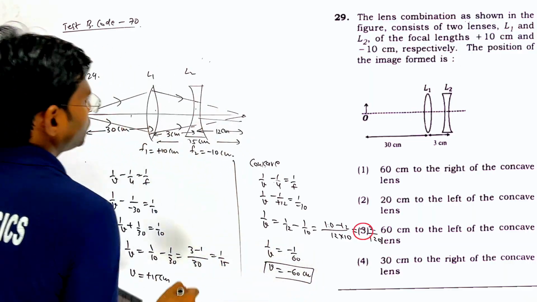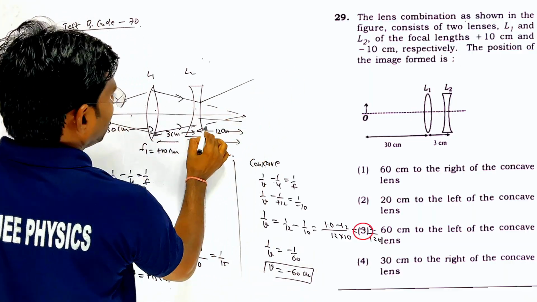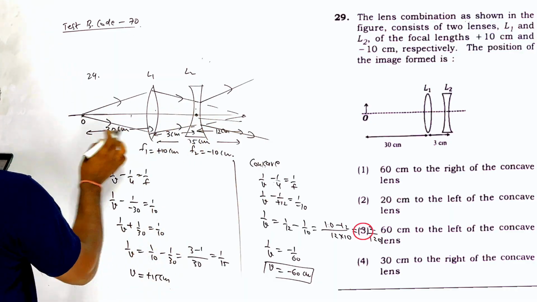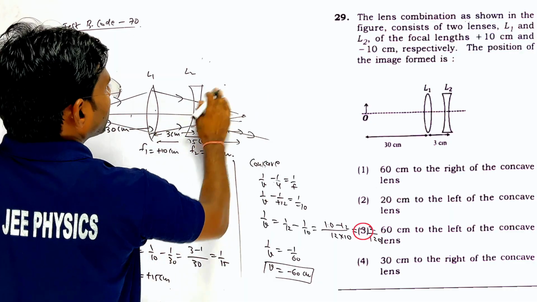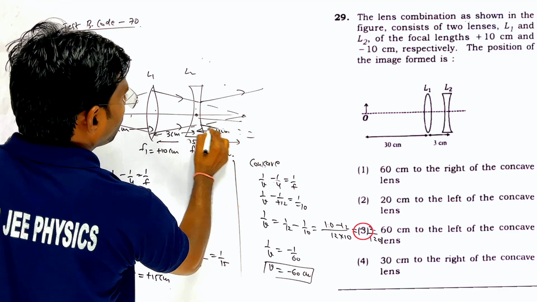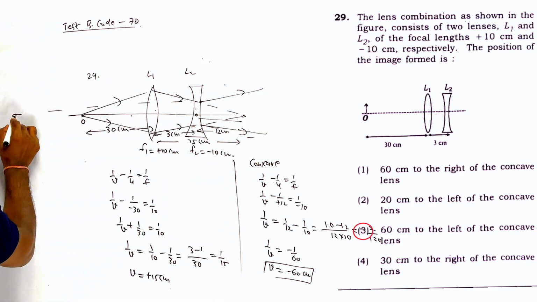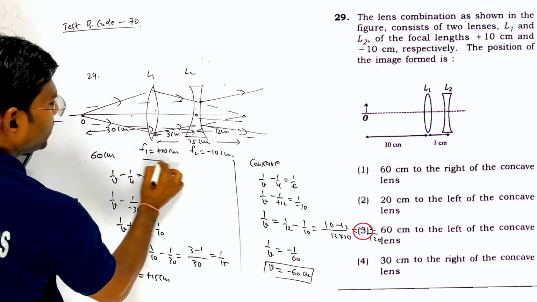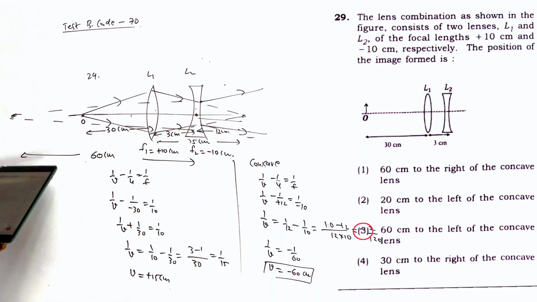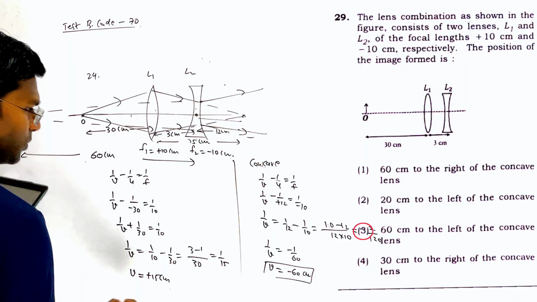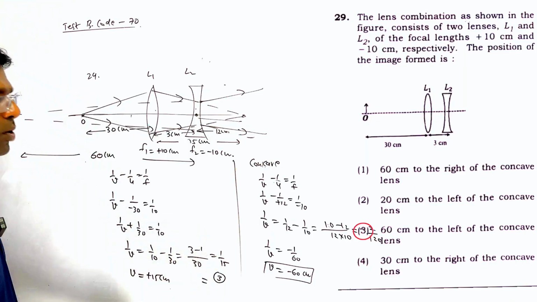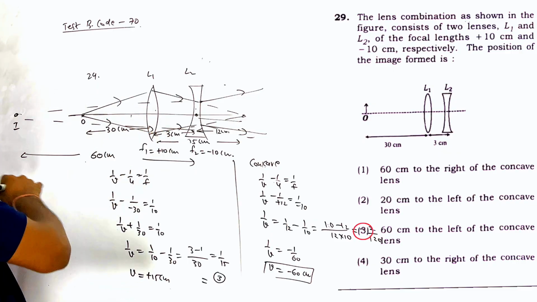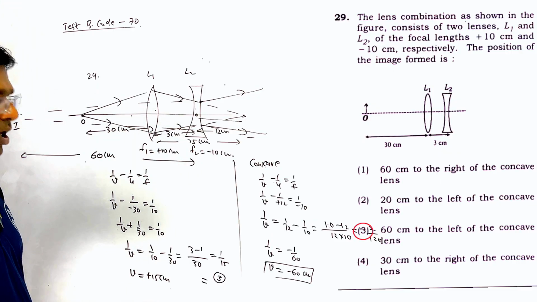Therefore the image is like this. From this point, the minus 60, if it is 3 and it is 30, so the image is formed at minus 60, at this point. So minus 60 means 60 centimeter towards the left of the concave lens, the image is formed. So the third option is the correct option. The final image is virtual and forms 60 centimeter towards the left of the concave lens.